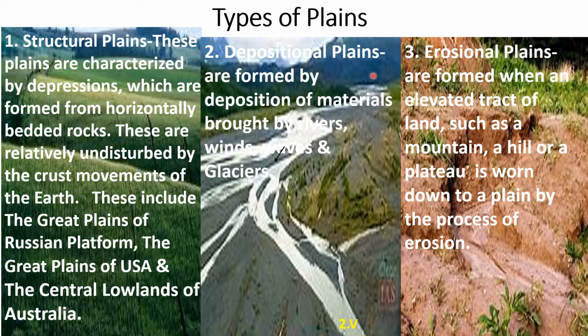Second is depositional plain. As the name means, these plains are formed by the deposition of material brought by rivers, winds, waves, and glaciers. Third is erosional plain. As the name suggests, these plains are formed when an elevated tract of land, such as a mountain, a hill, or a plateau is worn down to a plain by the process of erosion.